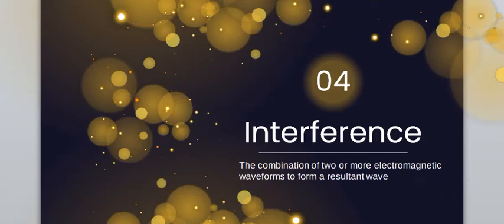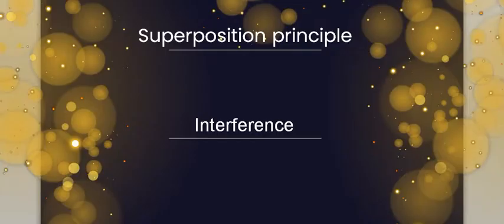Now we are starting with interference. So what do you mean by the term interference? In physics, we call interference the combination of two or more electromagnetic waveforms to form a resulting wave. Now in order to understand more scientific information, let's go in depth and study the superposition principle first.